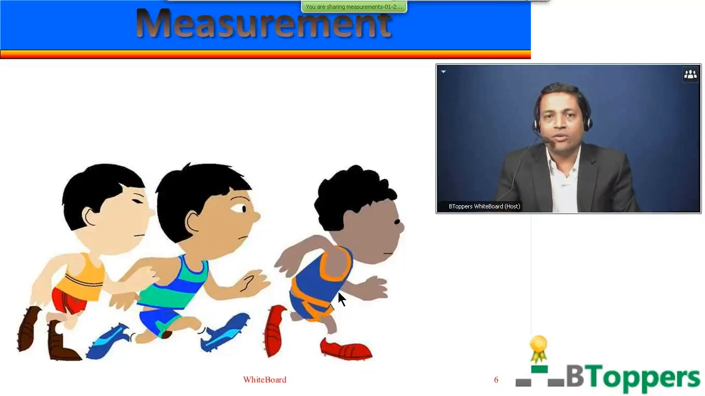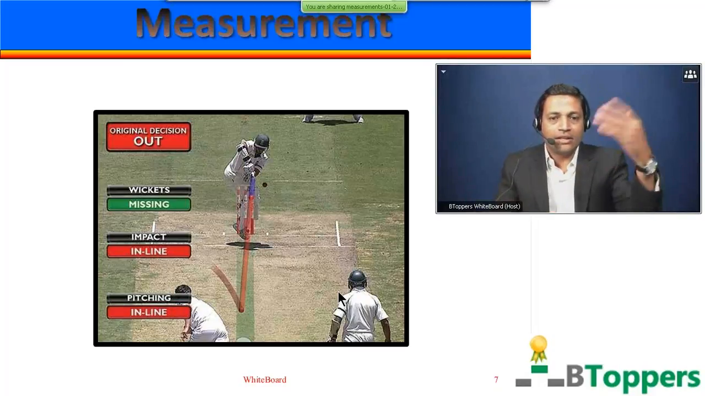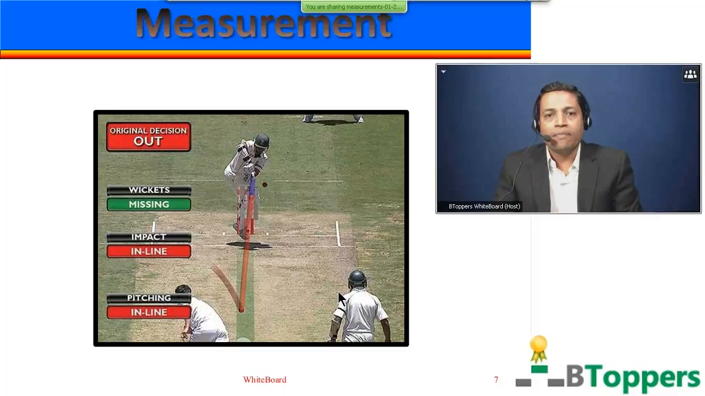But of course, you will not be satisfied only with the games period. After you come back home, you would like to watch a cricket match. There, suppose a bowler appeals for an LBW. The umpire will refer it to the third umpire. He'll say something like this, and the decision will be referred to the third umpire.